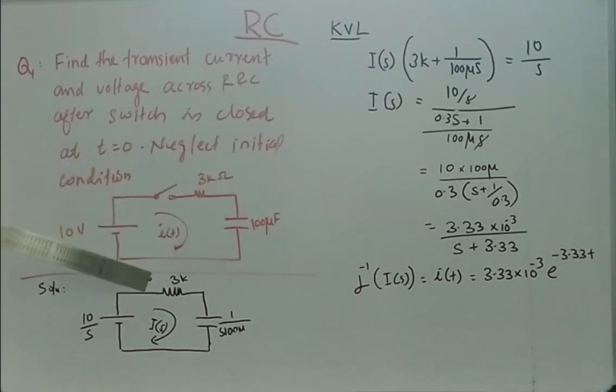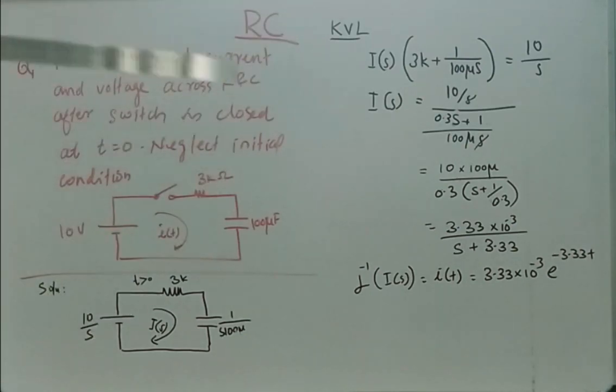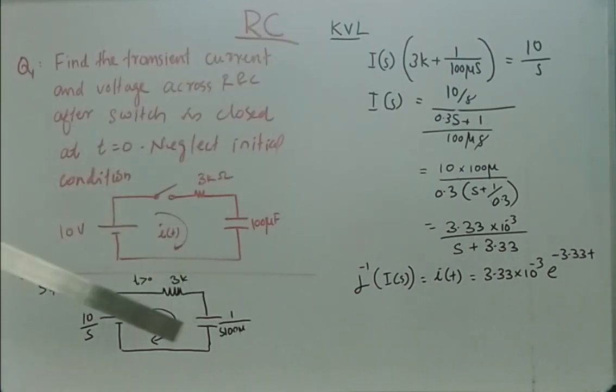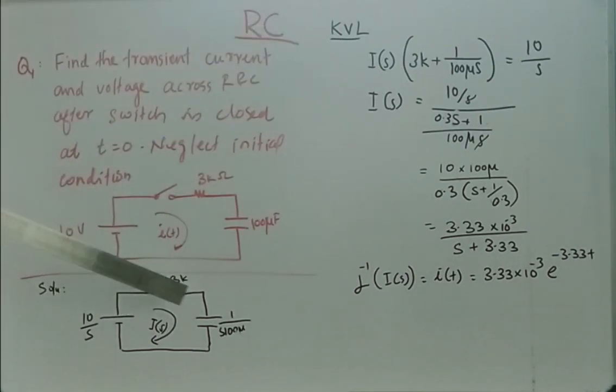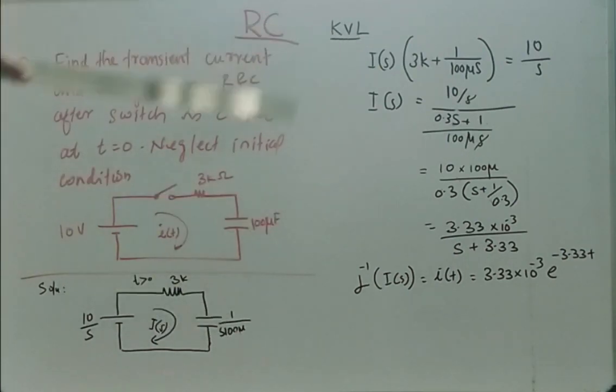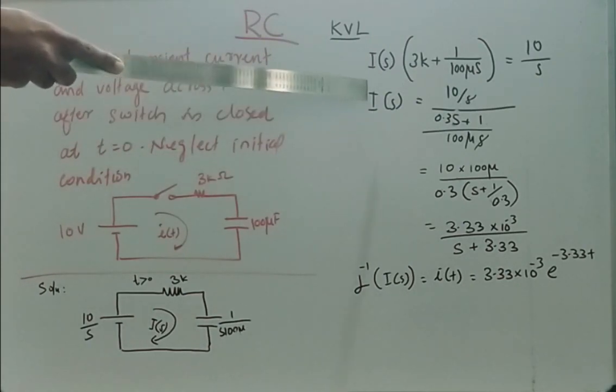There is no change for resistance, and corresponding to capacitance, the impedance form is 1 by sC, so it becomes 1 by S into 100 micro. Now we can easily write the KVL equation. After simplification, we can write I(S) into the total impedance is equal to 10 by S. That is, I(S) into 3K plus 1 by S into 100 micro is equal to 10 by S.